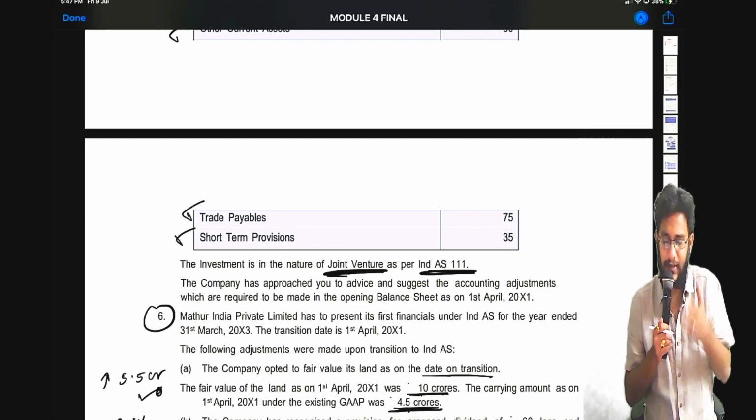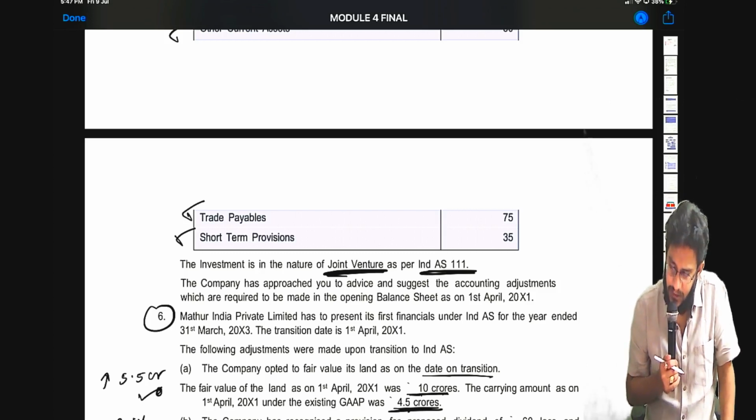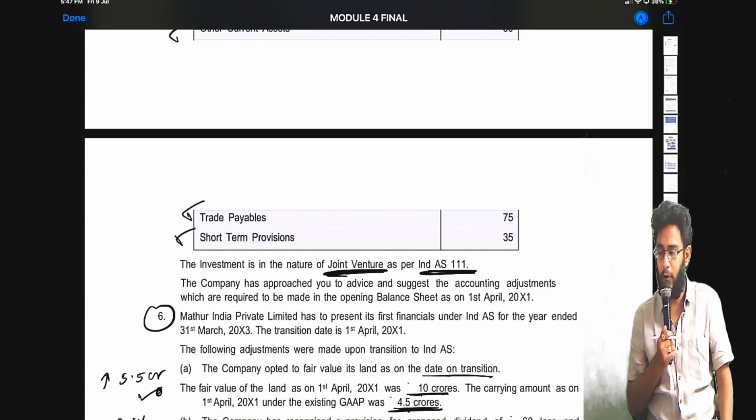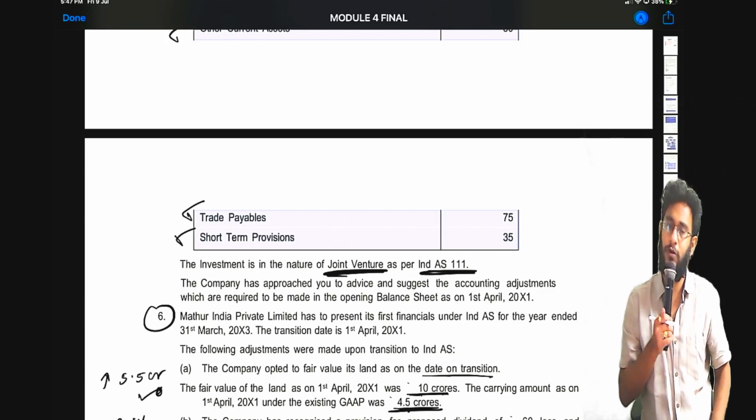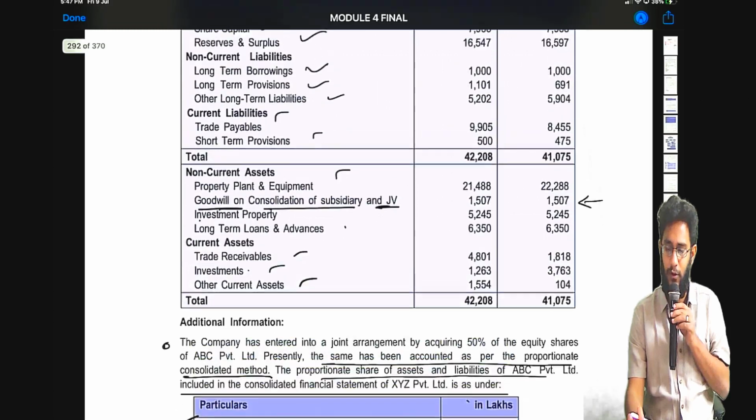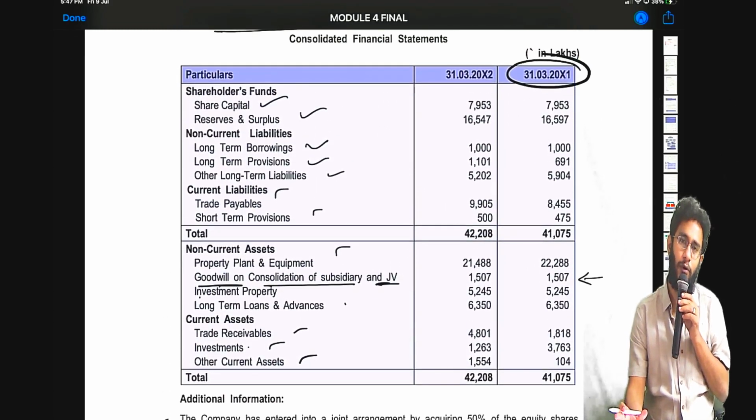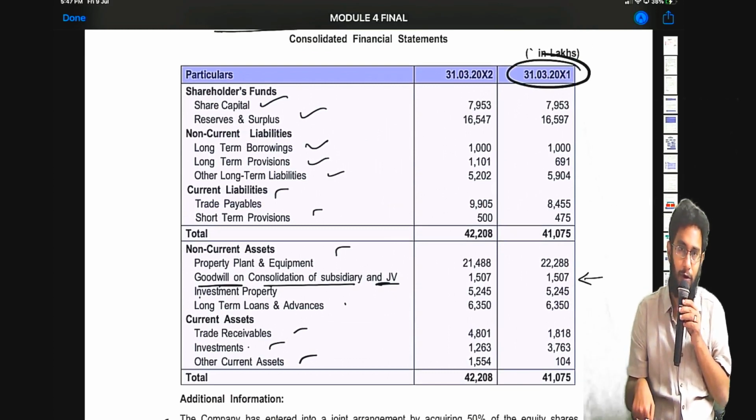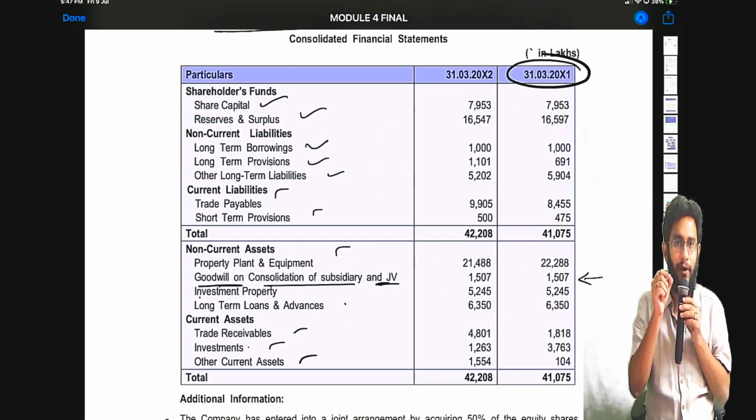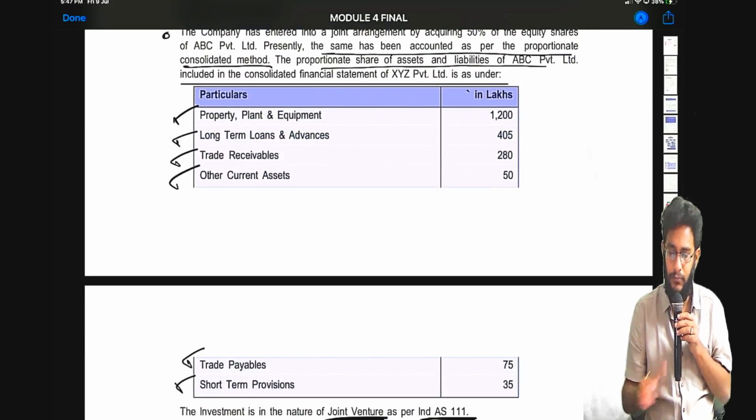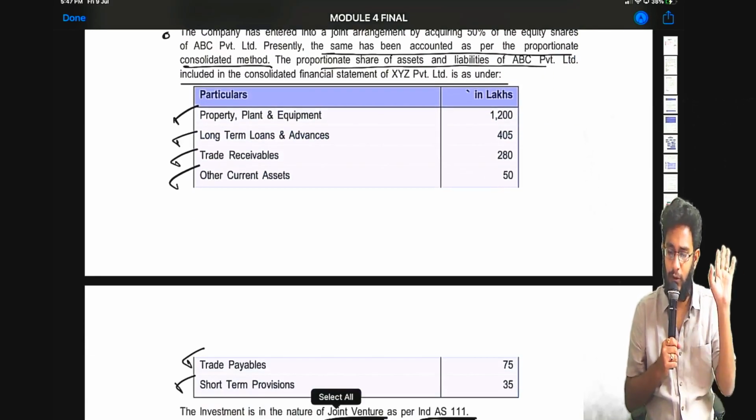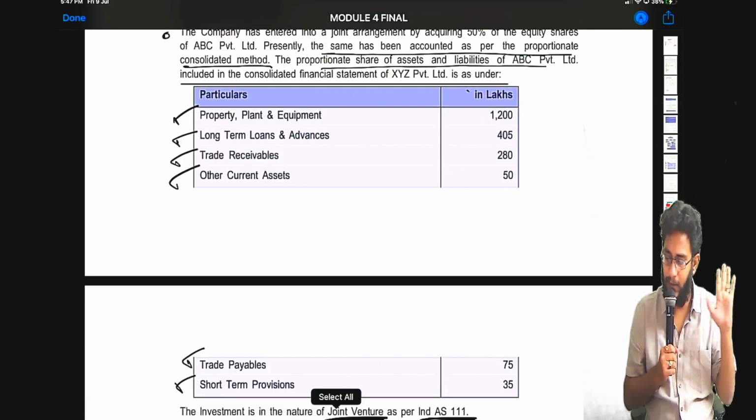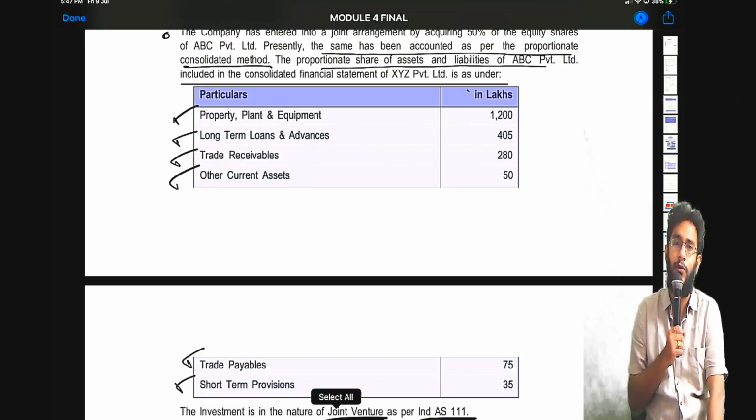No, that is exactly what we have discussed earlier. The company has approached you to advise and suggest the accounting adjustments which are required to be made in the opening balance sheet as on 1st April 2001. Basic common sense, if you see what you have to do on the transition date balance sheet. A second column, the transition date balance sheet, is 31st March 2001. Take that balance sheet. From that balance sheet, PPE, remove 1200, long term loans remove 405, trade receivables remove 280, other current assets remove 50, trade payables remove 75, short term provisions remove 35.